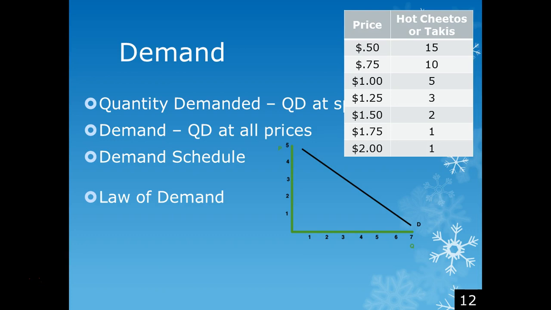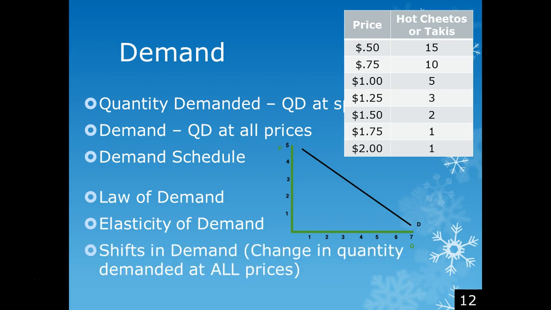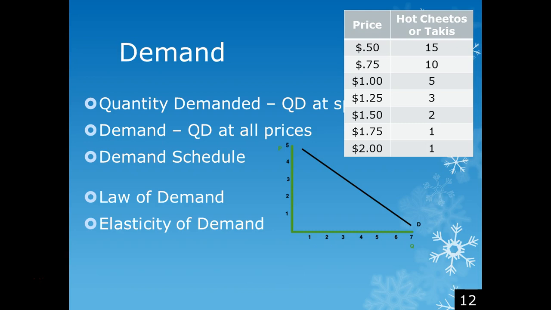And the law of demand just says that as price goes up, people buy less, and as price goes down, people buy more. Elasticity of demand talks about how much quantity demanded changes when price changes. So if price goes up, do people buy a lot less or a little less? And if price goes down, do people buy a lot more or a little more?